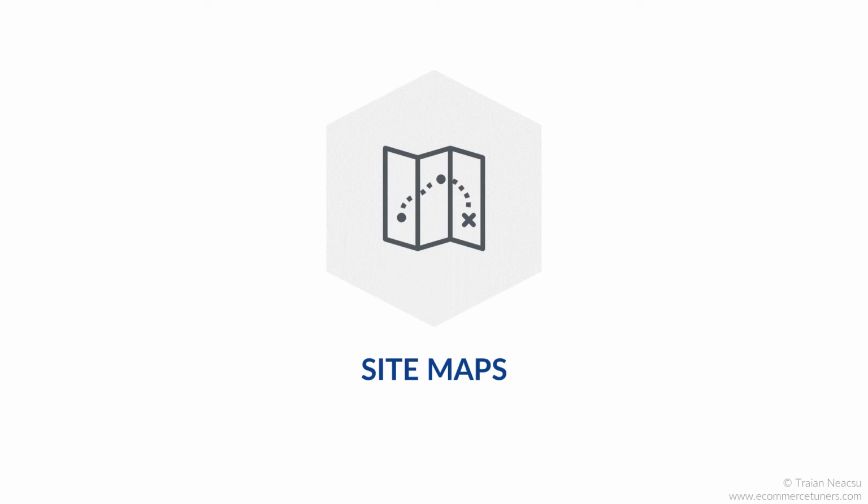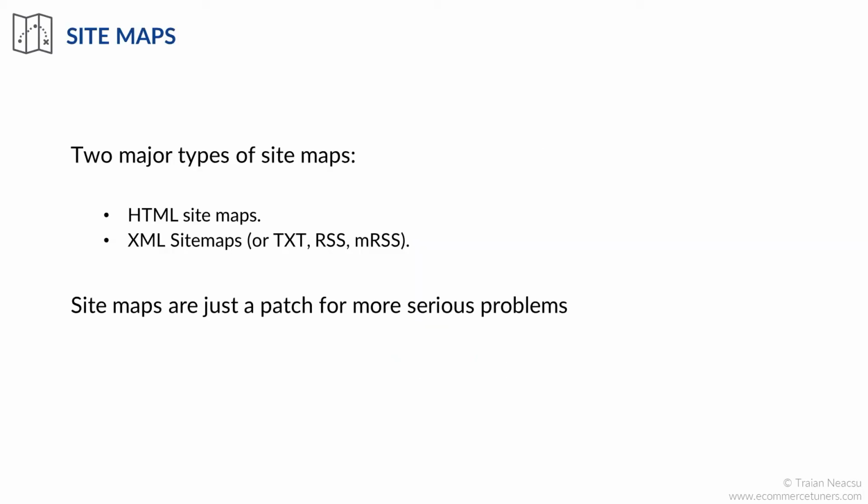Sitemaps. There are two major types of sitemaps: HTML sitemaps and XML sitemaps. If you experience crawling and indexing issues, keep in mind that sitemaps are just a patch for more serious problems such as duplicate content, thin content, or improper internal linking architecture. Creating sitemaps is a good idea, but it won't fix those issues.